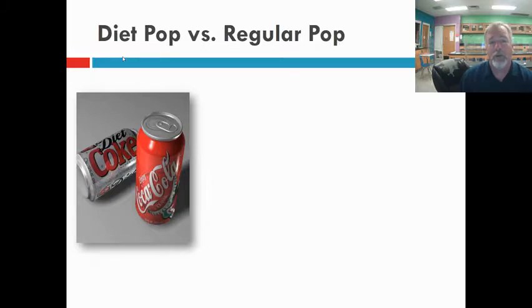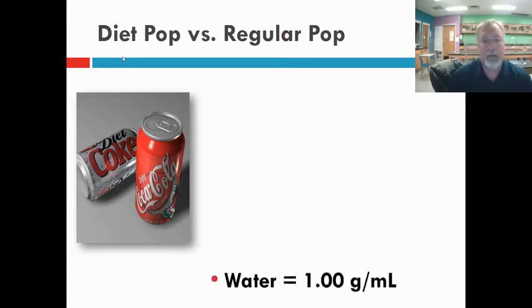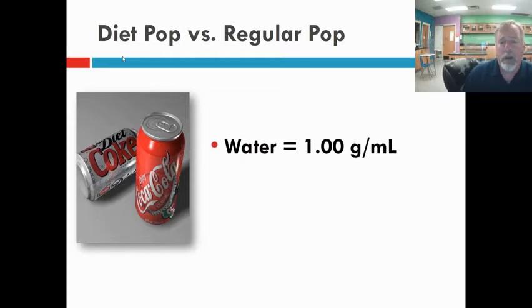So I want to talk a little bit more about diet pop versus regular pop. Right? We know that water has about 1 gram of mass for every milliliter of volume. So we call that 1 gram per milliliter. Actually, this is a number I want you to memorize. We'll use this throughout the year. There are only about 5 numbers I'm going to ask you to memorize, but this is a very important one. So please memorize this, the density of water, 1 gram per milliliter.